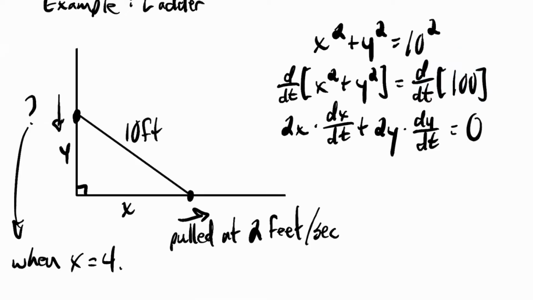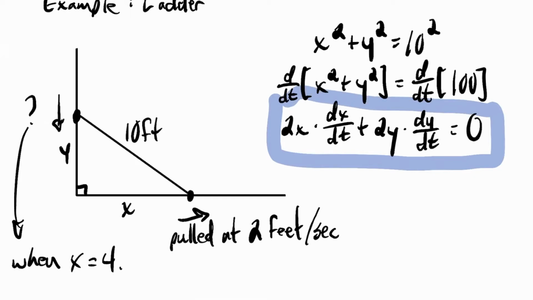Okay. So this is an equation that relates not just the base and altitude of that triangle, but also the rates at which they are changing. Now, we were given one of the rates, so pause the video and think for a second. Which rate is this 2 feet per second? Is it dx/dt or dy/dt?